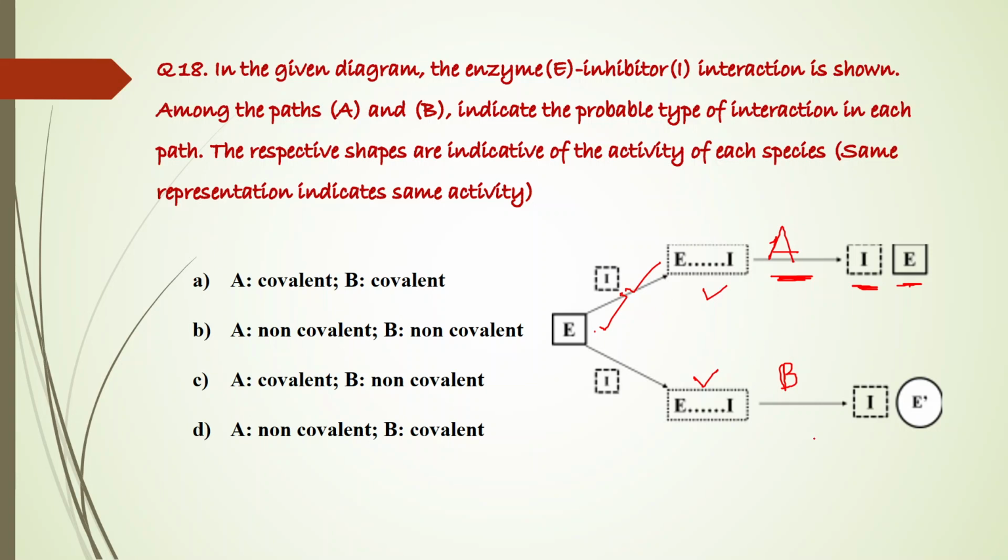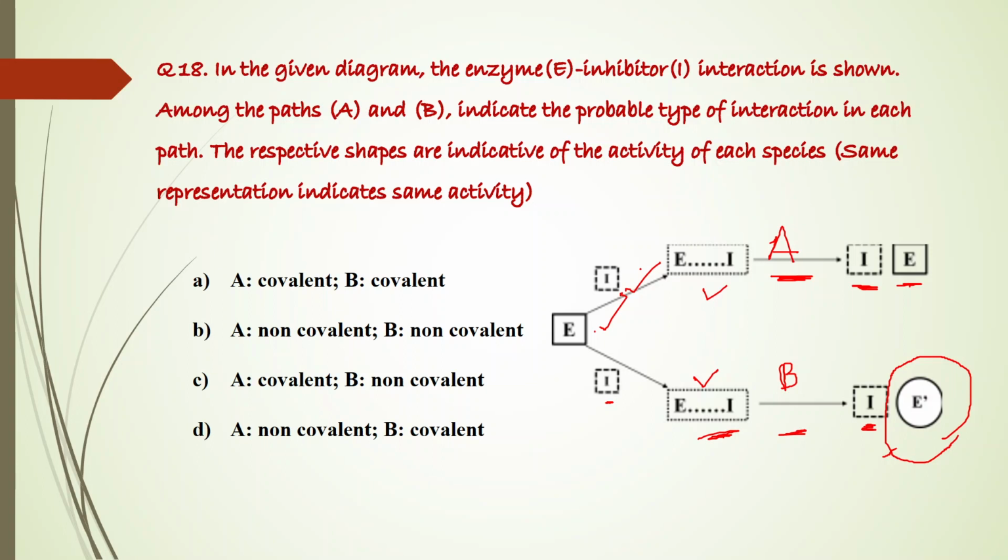Let us look at pathway B. The enzyme inhibitor complex looks the same, it is fine. But after pathway B, you can see the inhibitor looks the same, just like the beginning of the reaction, but the shape of the enzyme has now changed. That means the activity of the enzyme has changed, because that is what is written in the question, that the shapes are indicative of the activity.